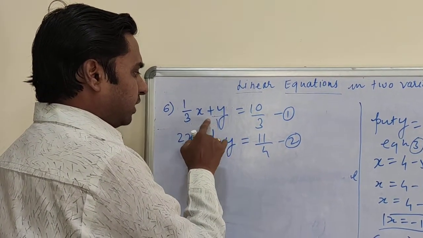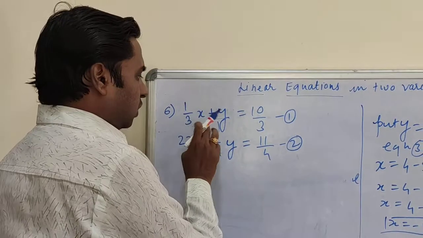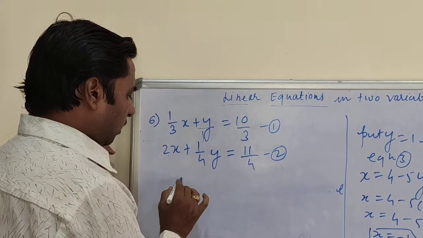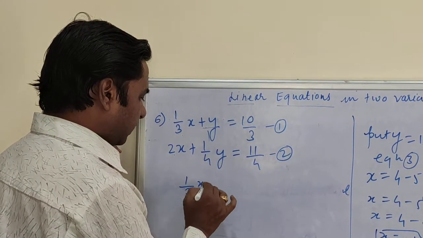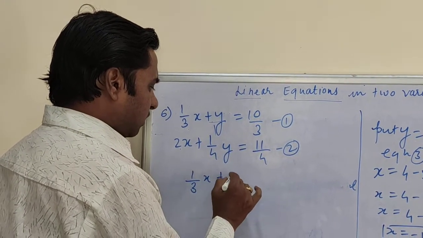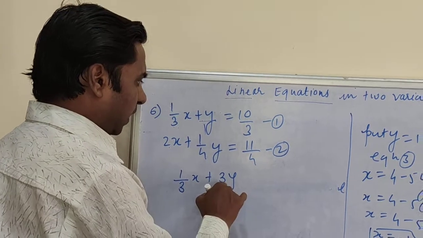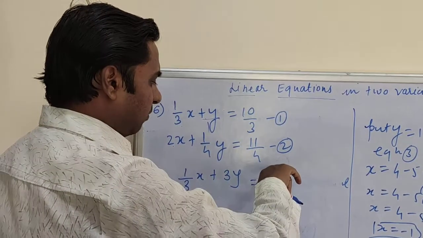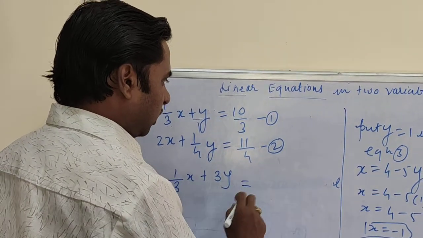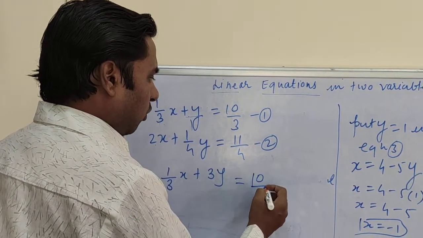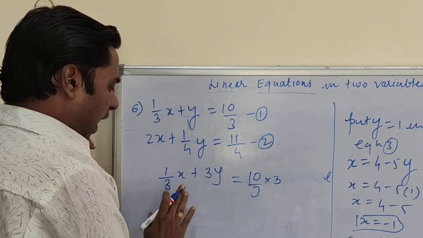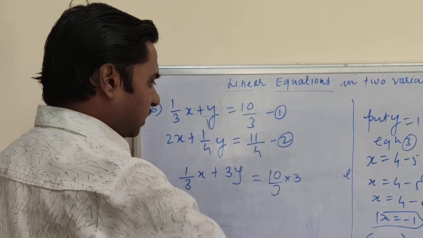So 3 and 1, the LCM will be 3. So 3 ones are 3. So we have to cross multiply by 3. So it will be 1 upon 3x now plus 3y. We have to multiply here is equals to this 3. We are going to again multiply this side. So that is equals to 10 upon 3 multiplied by 3. Now actually we have transposed this 3 this side.